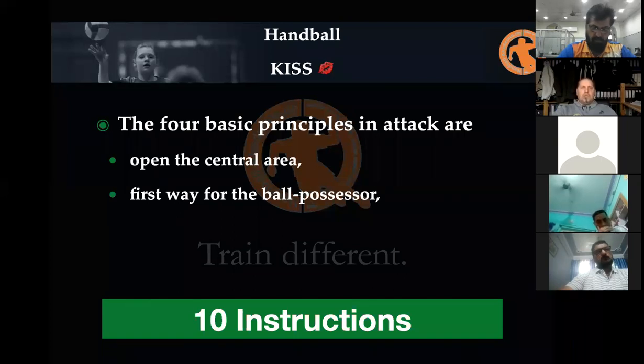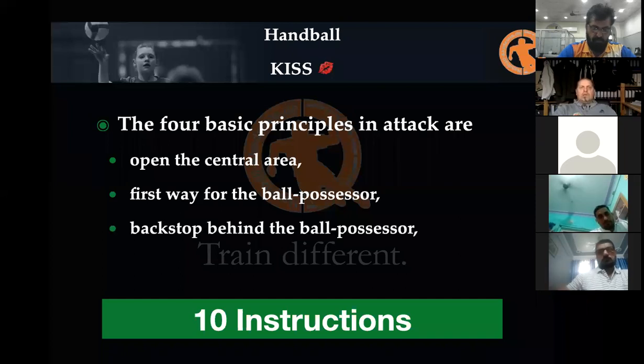All the others depend on the movement of the ball possessor, and so everyone without ball has to wait for what the ball possessor is doing. That's why we say first way for the ball possessor. Next one is backstop or safety behind the ball possessor, because if the ball possessor cannot continue, cannot break through anymore, defense is stopping him, an easy pass must be given to someone who is behind.